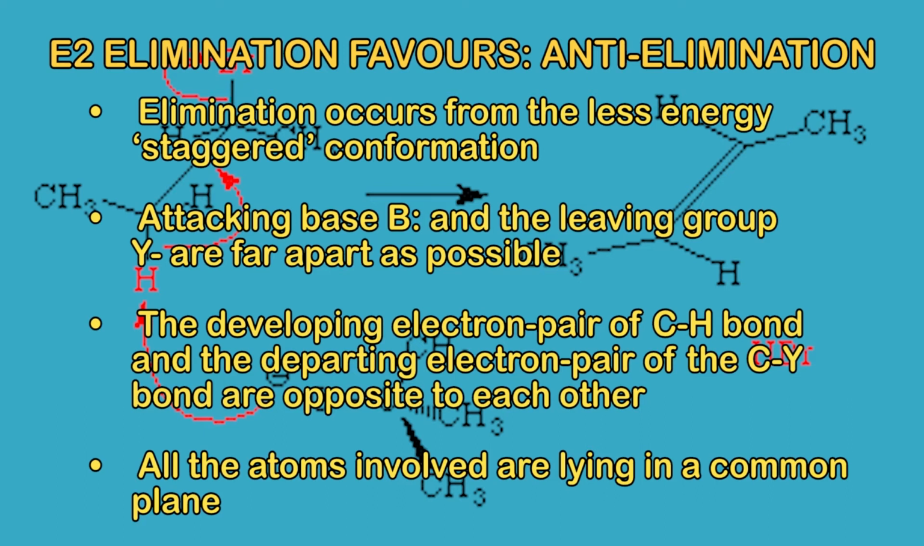And number three, the electron pair which is developing to form the double bond in the final product, that is, the C-H bond is being attacked and the C-Y bond is being released. They are in opposite directions. So the hydrogen, the beta carbon atom, the alpha carbon atom and the leaving group Y are all lying in the same plane, in the anti-periplanar position from that of the attacking base.